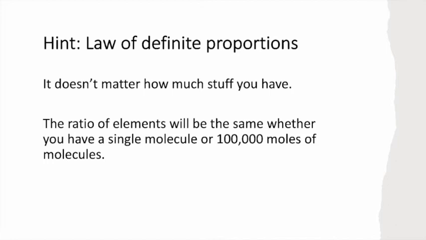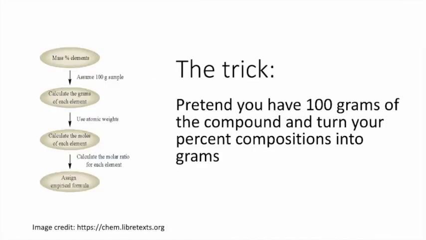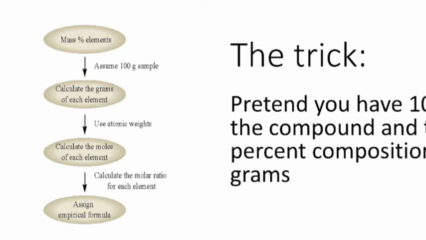So if we're given our data in terms of percent composition, a trick that we can use is to pretend that we have 100 grams of our compound. We could have chosen any random number, but we choose 100 because it makes it a lot easier. And what we're going to do is multiply 100 by the mass percent composition data to get the mass of each element that we would have if we had 100 grams of the compound. And here is a nice little flow chart from OpenStax that shows you how to do this.